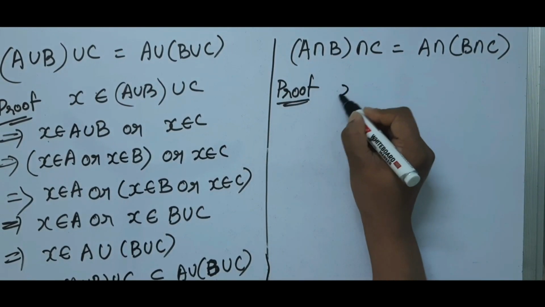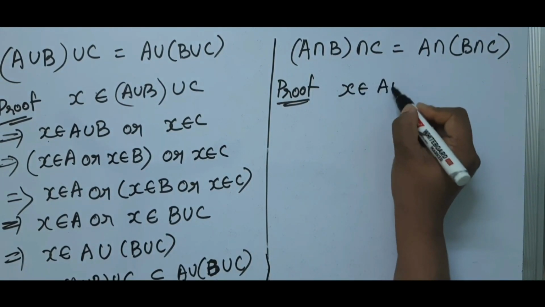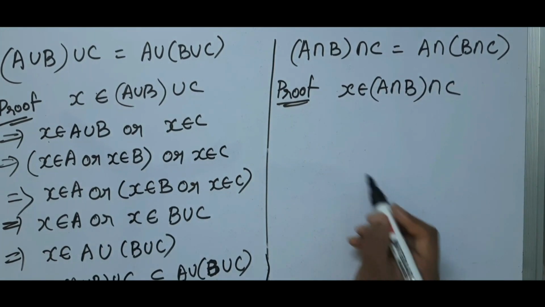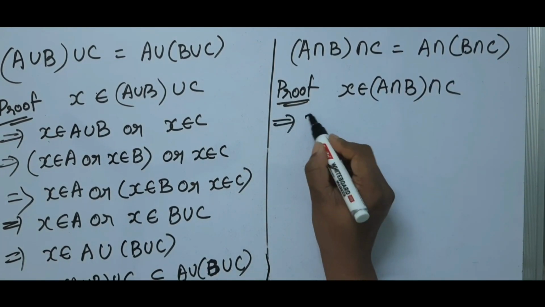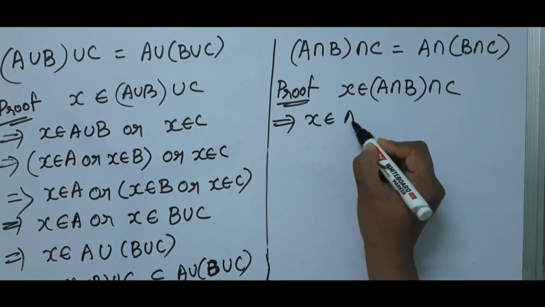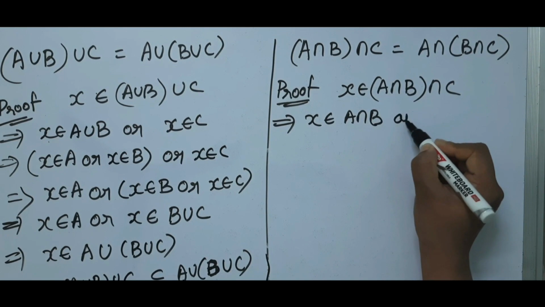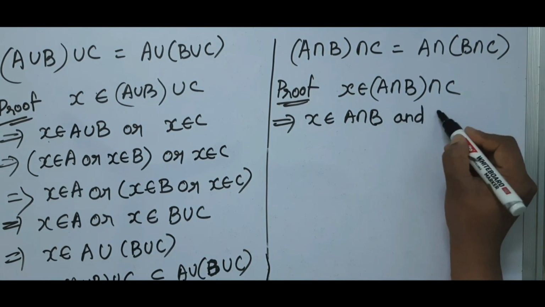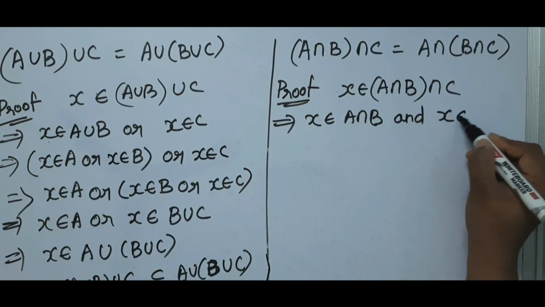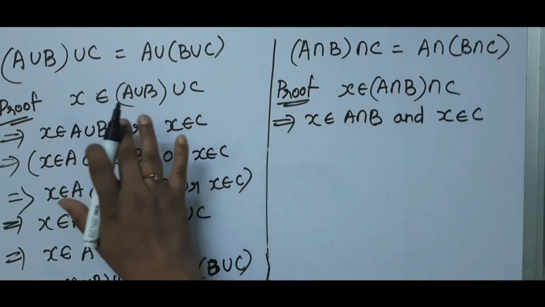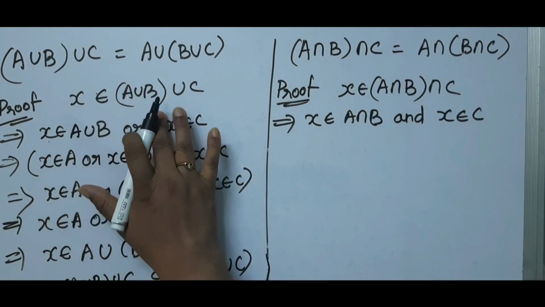Let us take any element X belongs to A intersection B intersection C. This can be written as X belongs to A intersection B, and, as intersection is there, it is clear that we have to use the word "and" and write X belongs to C. Is it not? Intersection means it's a common element.